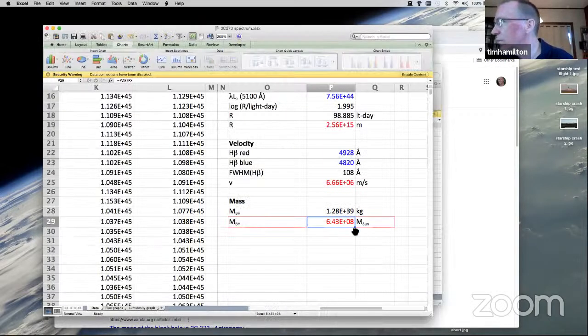And what we've come up with is 6.4 times 10 to the 8th. Well, does that mean we're really badly off? No. That means we're actually doing remarkably well, because black hole masses are honestly a bit of black magic. The systematic uncertainties are just enormous.